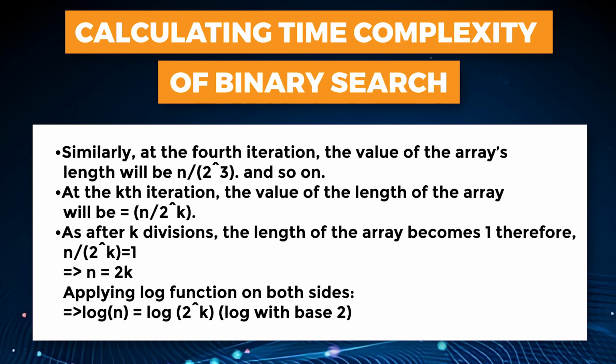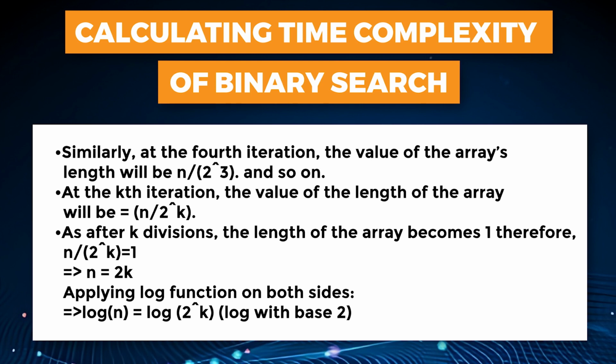So at the kth iteration, the length of the array will be n by 2 to the power k, where 2 to the power k is in the denominator and the numerator is n. As after k divisions the length of the array becomes 1, we can say n by 2 to the power k equals 1. Solving this, n equals 2 to the power k.